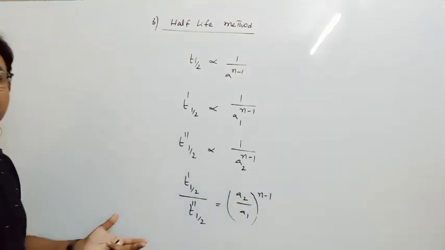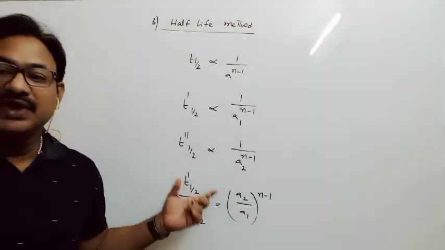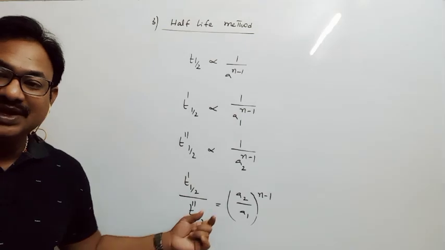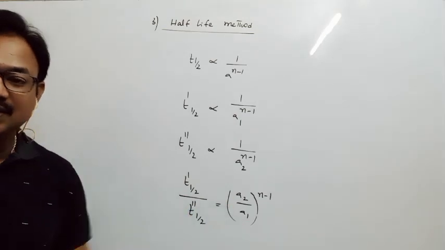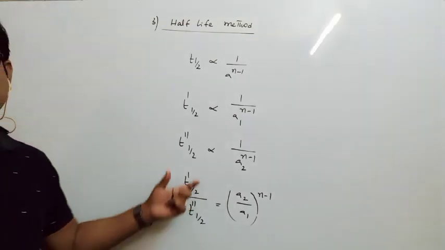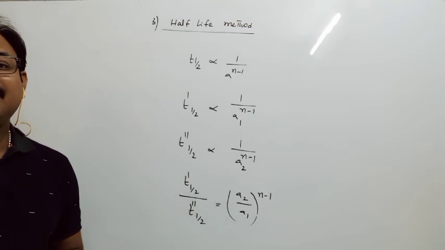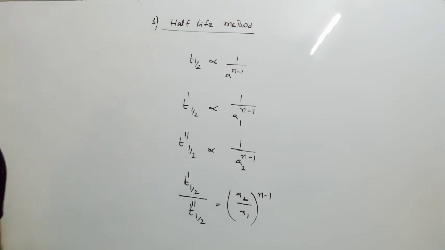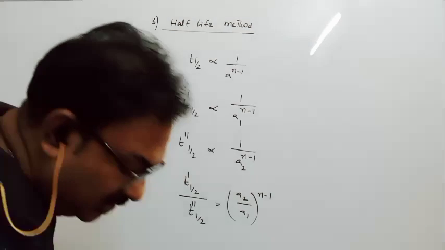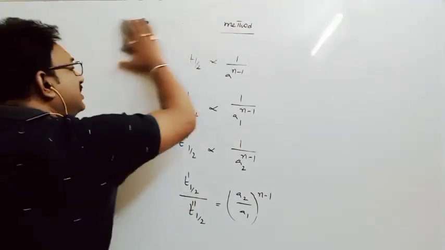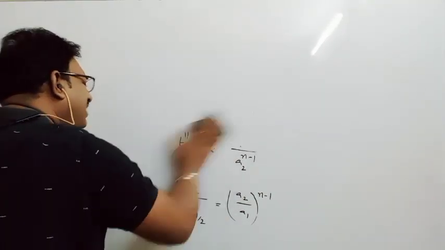So like that you can predict the order of reaction. T dash half by T double dash half is equal to a2 by a1 whole power n minus 1, where n indicates the order of the reaction. So this is the half-life method. Next, another method is the graphical method.